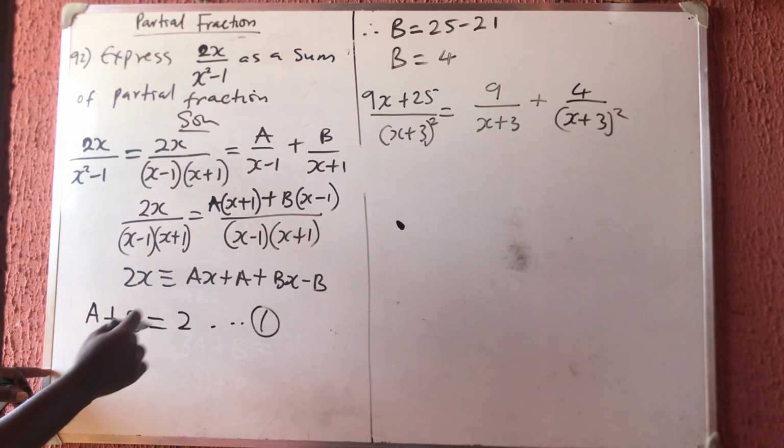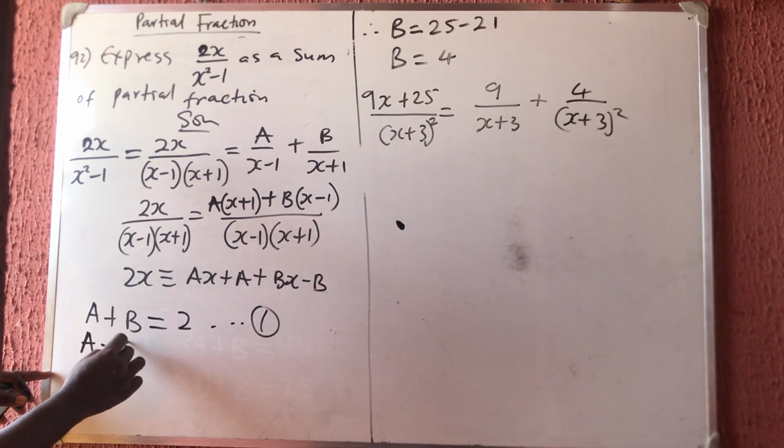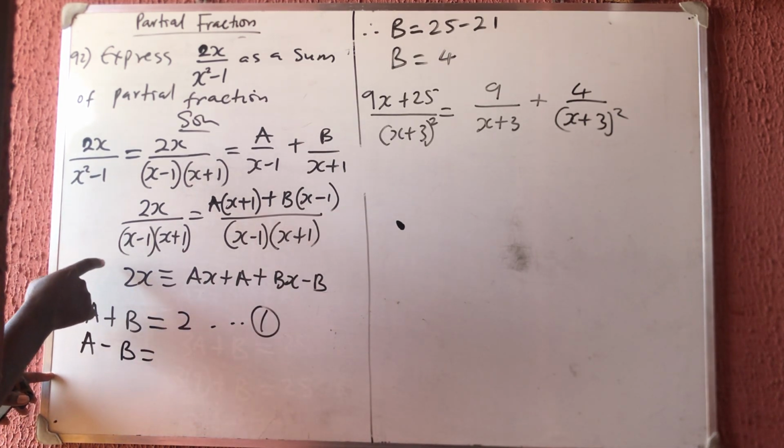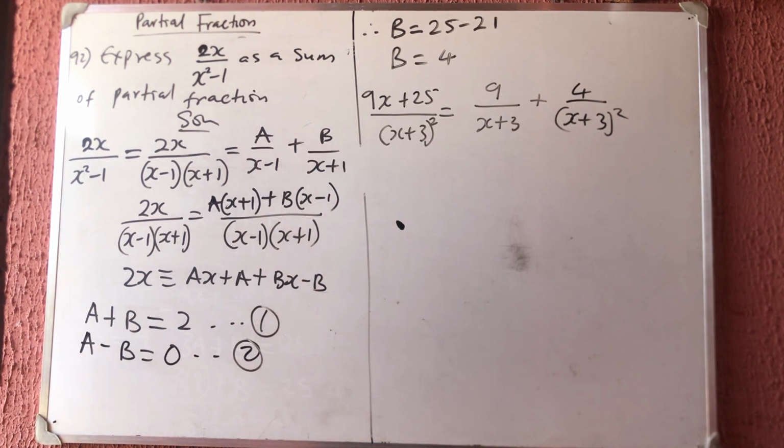Then who does not have x in the right hand side? I have a does not have x. And then what? Minus b does not have x is equal to the one that does not have x in the left hand side, which is 0. So I'll call it equation 2. So you now solve simultaneously.